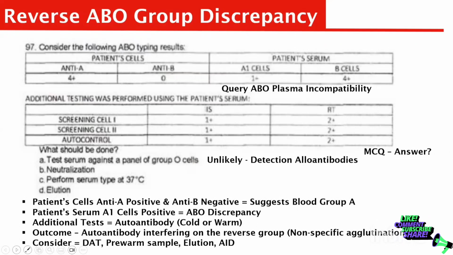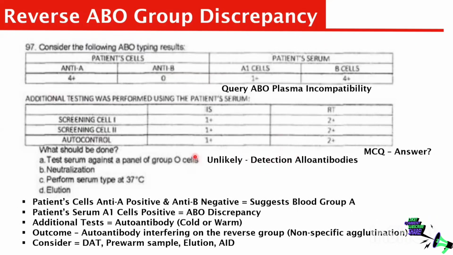Now, remember, like I told us previously in my video about the reason why we use O cells for the antibody screening and antibody panel. They don't have antigen A, they don't have antigen B. So should we not test the serum against a panel of group O cells? Now, this is unlikely. That's why I'm saying this.